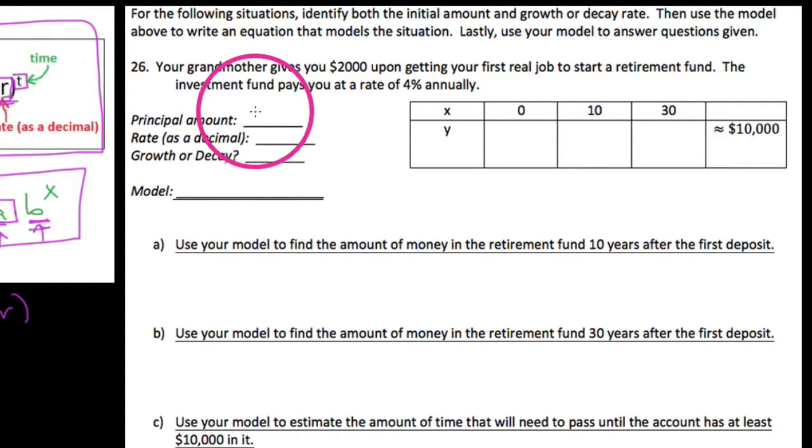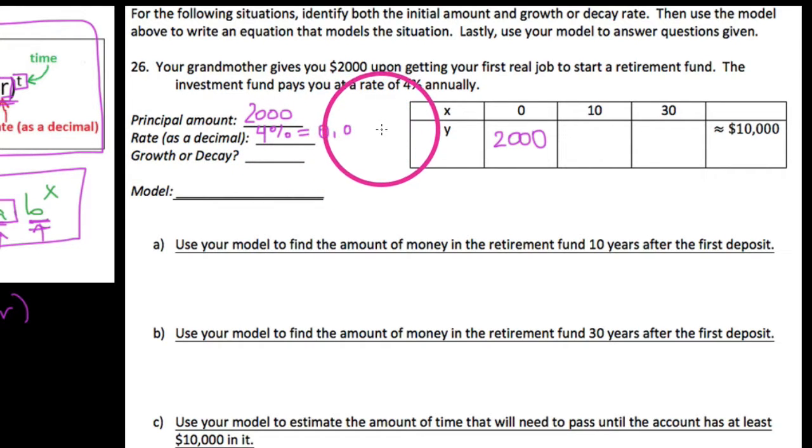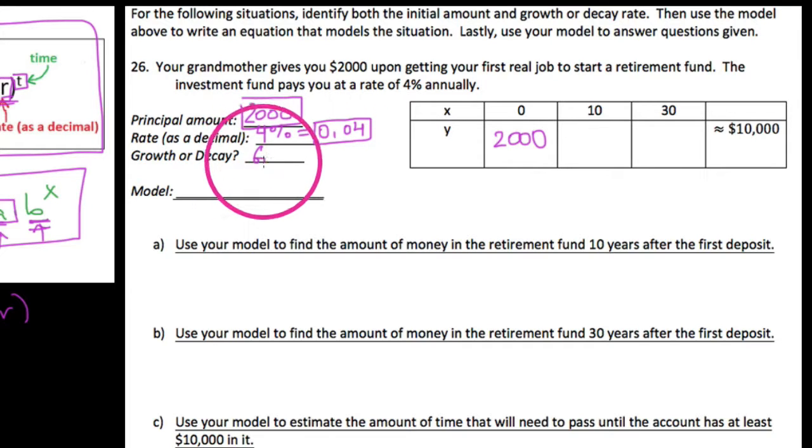So to begin with, let's talk about our principal amount here. We're starting with $2,000, and that would be easy for us to go over here on this table and say at time 0, we're starting with 2,000 of something. But as far as the rate is concerned, we're given a 4% rate. Here's the thing: we have to write the rate as a decimal. And so this means that we have to write this as 0.04, even if we're going to list it as 4% to the left. So this 0.04 is our rate. I'm going to say that this is growth, and the reason why is because it says that the fund pays you at a rate of 4% annually.